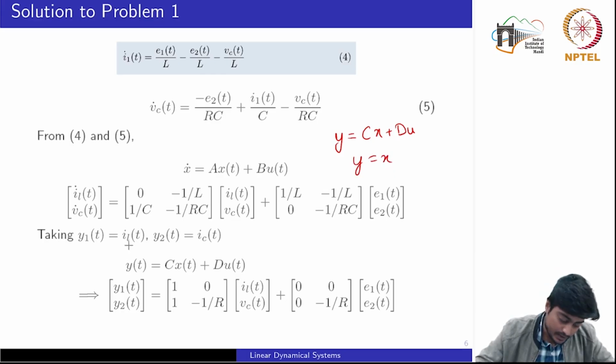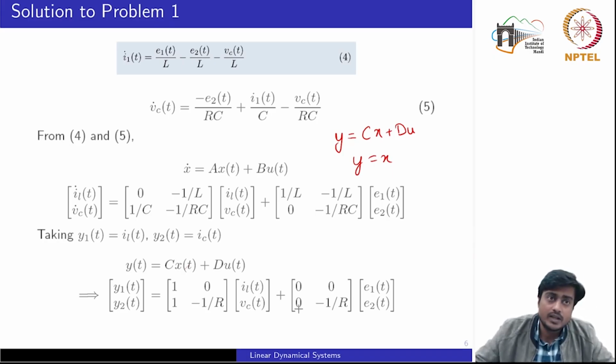Here we have chosen two different outputs. First is one of the states, IL, and another is the current flowing through the capacitor. If we choose these two outputs, then the C and D matrices can be obtained like this. It's just a simplification of those two basic equations which we discussed in the first part of the problem.